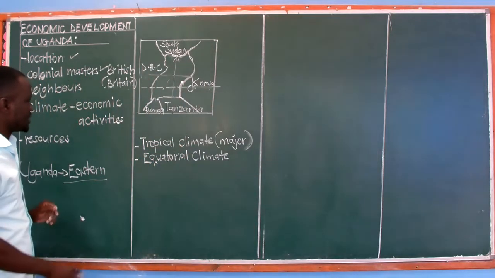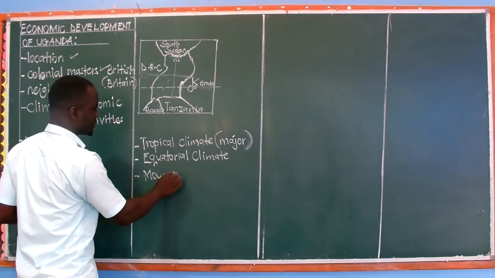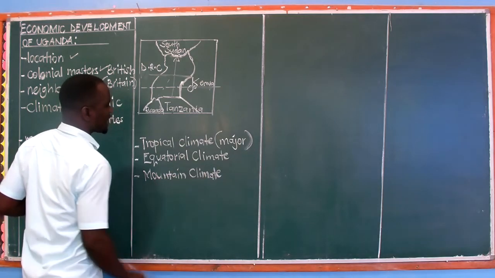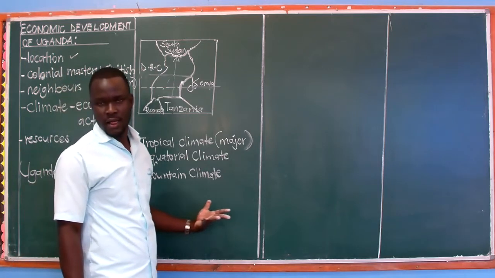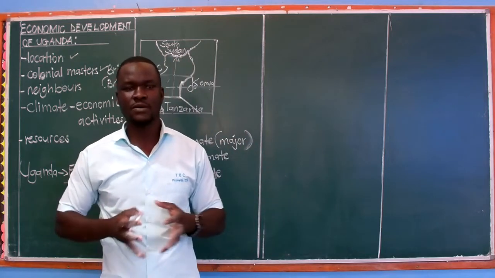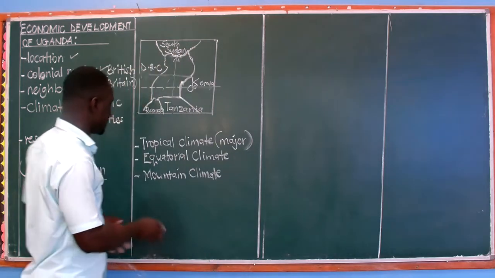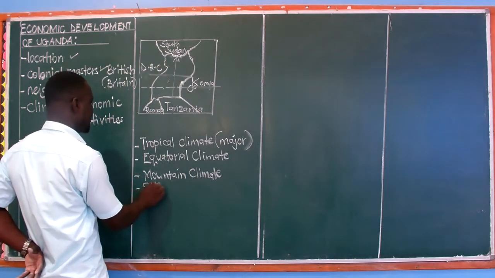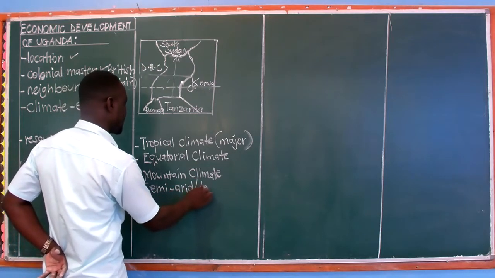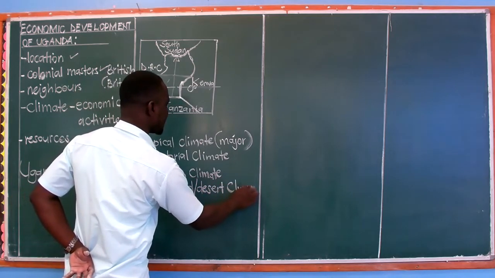This is equatorial climate. Next we have what we call mountain climate. Mountain climate, we also term it as montane. This is the climatic region which is experienced around highland areas, around mountainous areas. Then lastly, we shall have Uganda experiencing what we call semi-arid. Remember, arid is a desert. So we shall have what we call semi-desert climate.